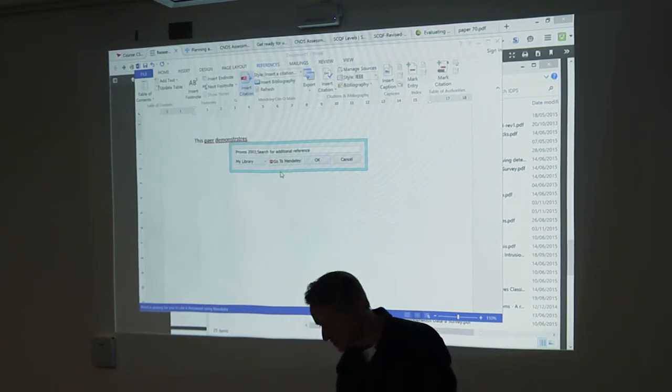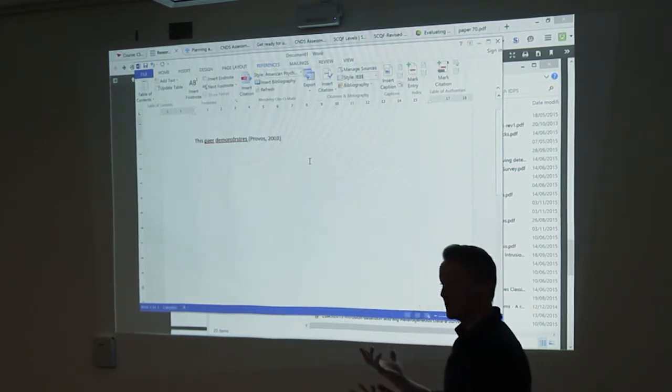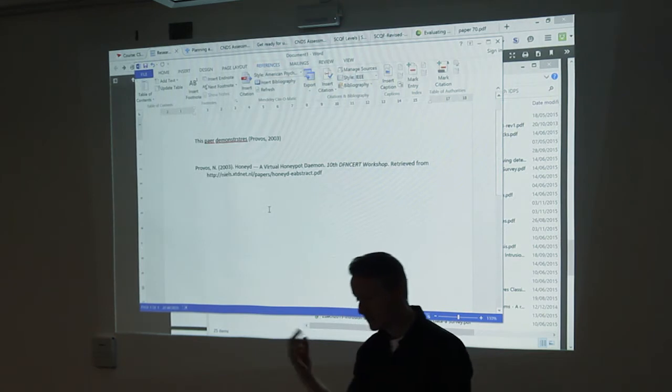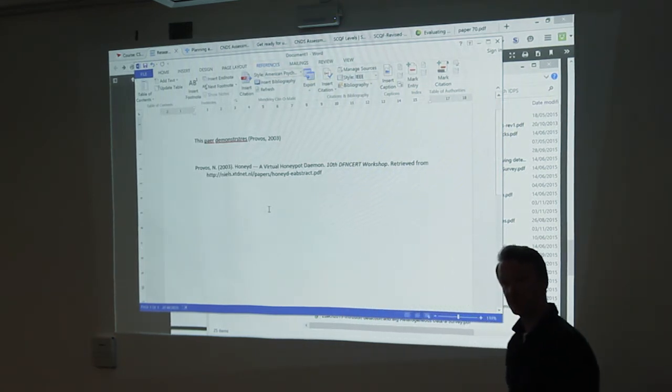No, I should have synced it. I synced it this morning. Anyway, so I can use that. It formats the citation for me, and again, I can just do the same thing. I can insert the bibliography, and that's all from Mendeley. So really easy compared to what it used to be like.